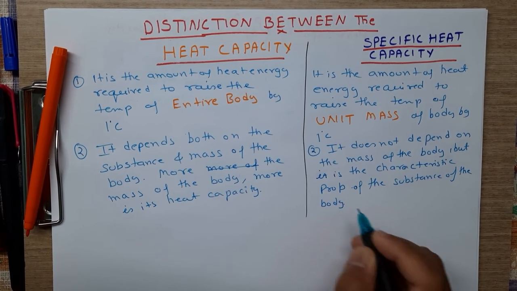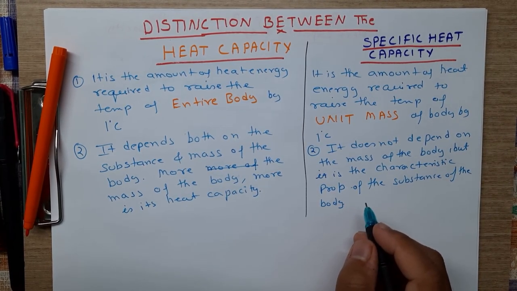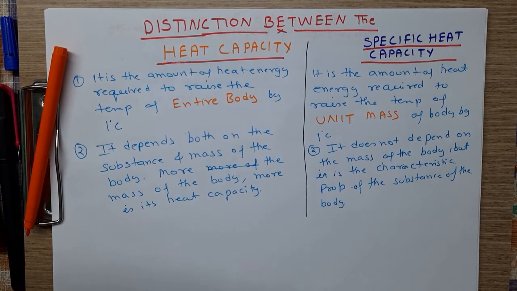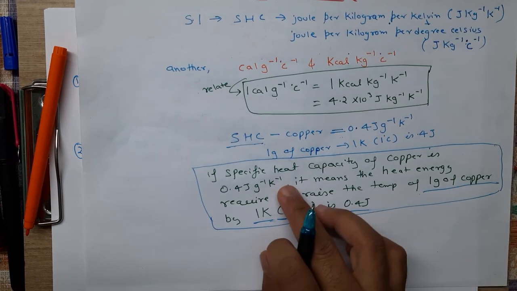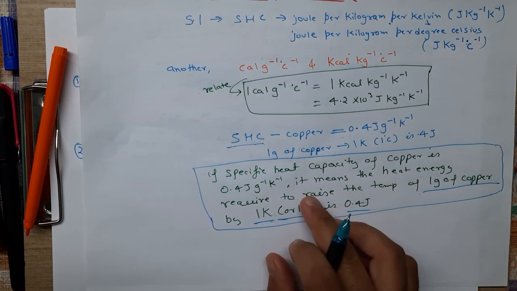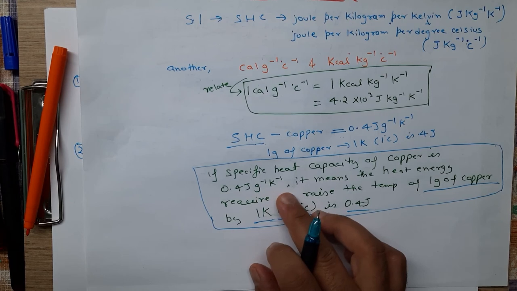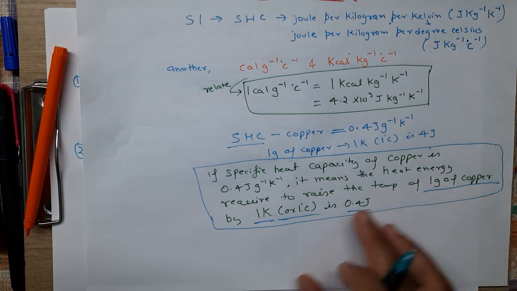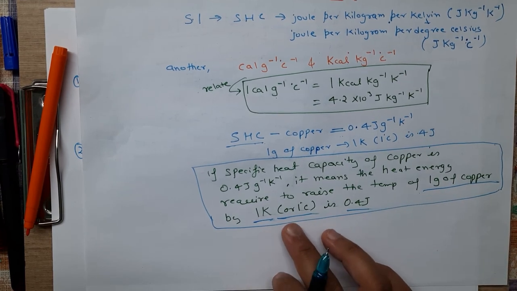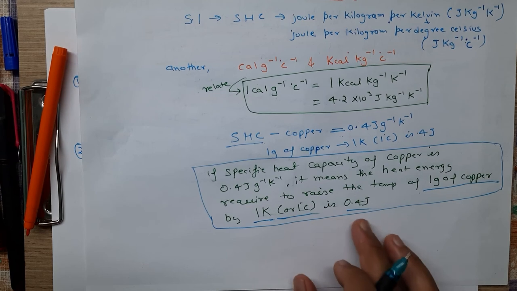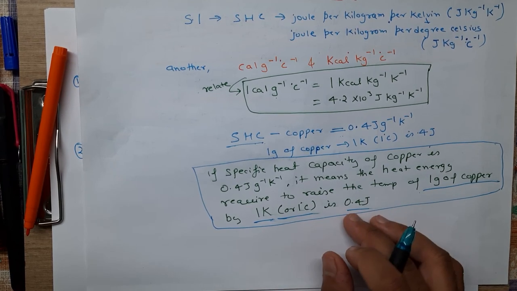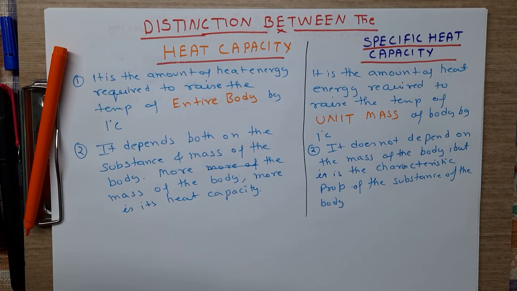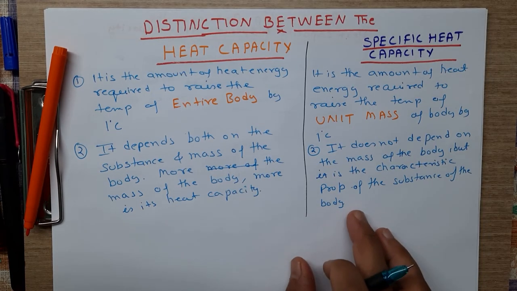Remember, I have explained the copper example. Let me just show you. If the specific heat capacity of copper is 0.4 joule per gram per Kelvin, it means the heat energy required to raise the temperature of 1 gram of copper by 1 Kelvin or 1 degree Celsius is 0.4 joule. Here you are talking about the characteristic of that copper. So this is about the characteristic property of that substance, right?